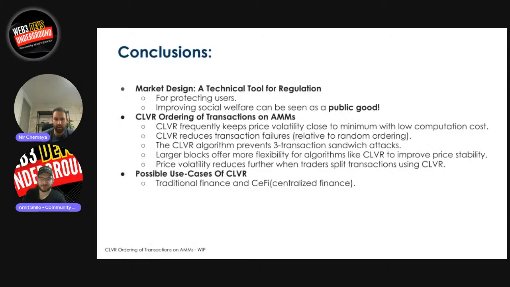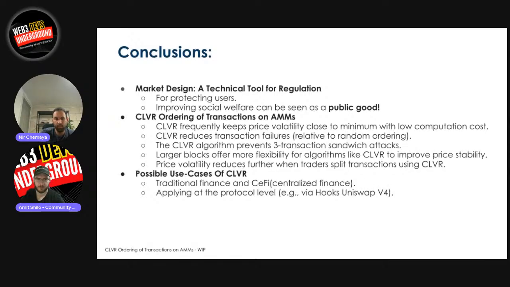So think about it. One way to implement Clever is if we move to the way that, let's say, the New York Stock Exchange will have a centralized blockchain that they run AMMs on. So they can implement Clever on chain, on the centralized blockchain. So this is one way to think about it.